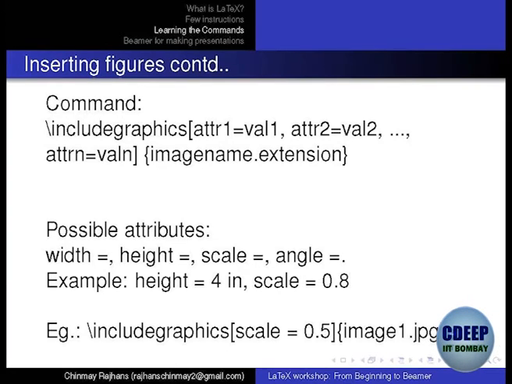These are the attributes. You can give a comma and multiple attributes also. You can give scale equal to 0.5, comma, angle equal to 90. That is also allowed. It will apply both.